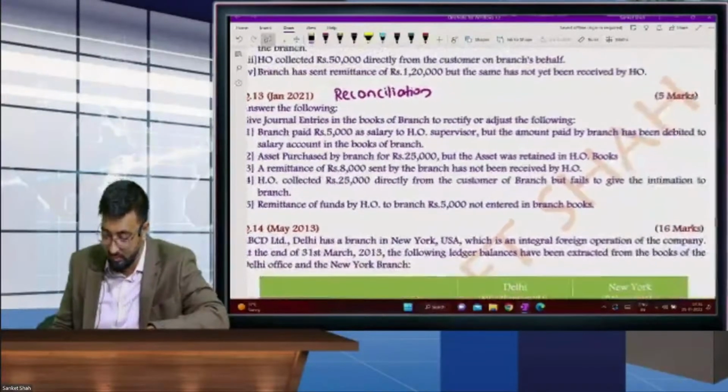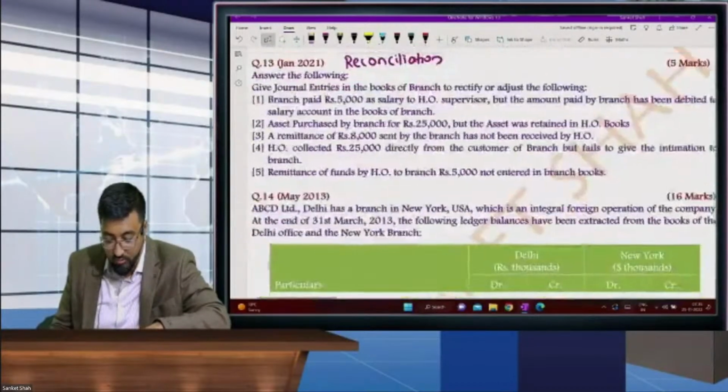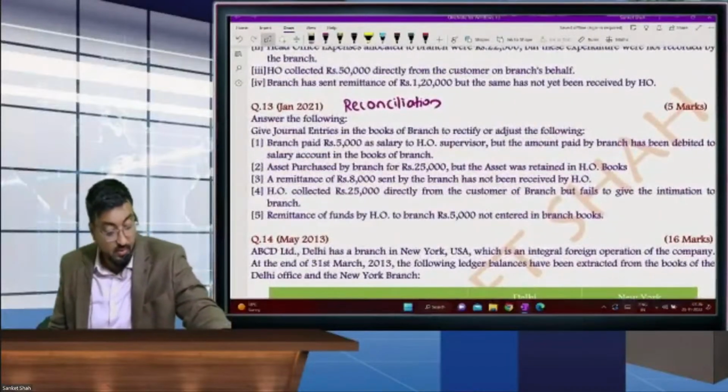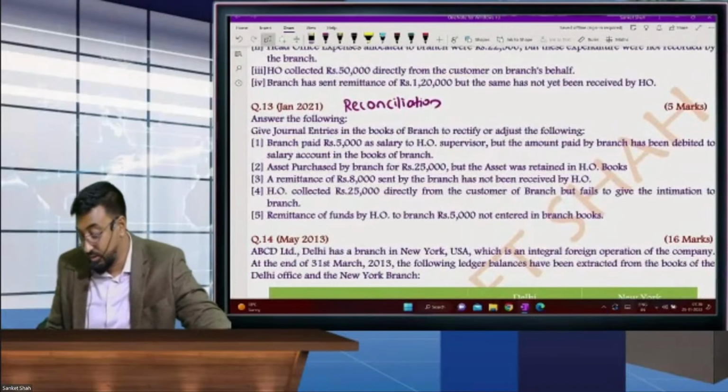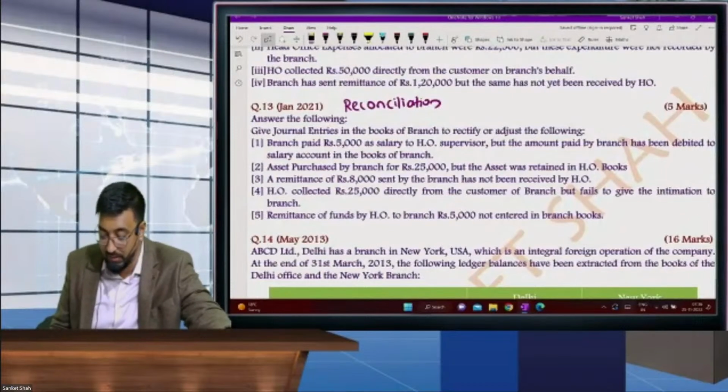चलिए. सो रिको एंट्री कौन पास करता है, ये तो सर ध्यान में आ गया. वेरी गुड. सो कविता भी बोल रही है नाउ सर क्लियर. चलो अभी आप मुझे बताइए. नाउ यू ओनली टेल मी. आंसर. गिव जर्नल एंट्रीज इन द बुक्स ऑफ ब्रांच to rectify or adjust the entry.